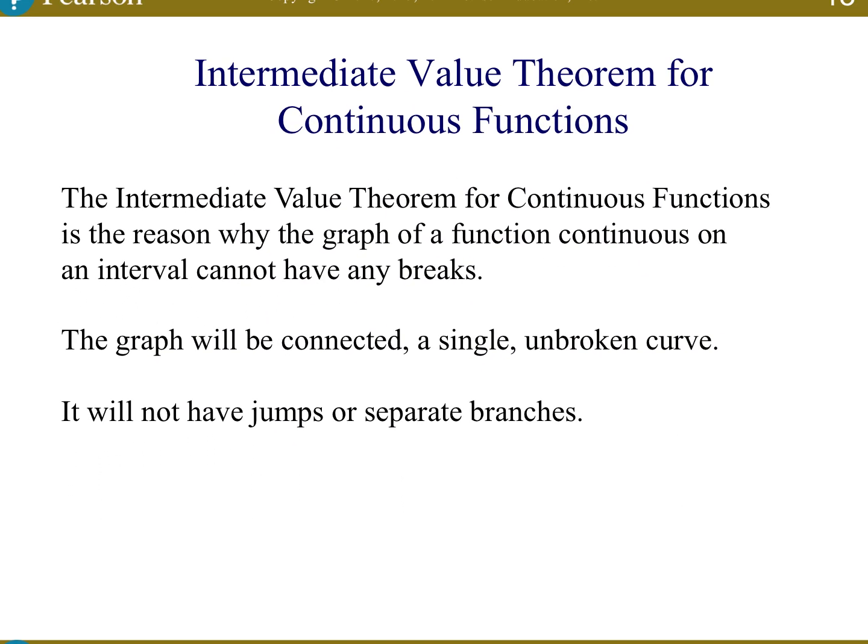Another way you can think of it is that it's going to be connected. It's going to be unbroken. It will not have any jumps. It will not have any separate branches like a hyperbola. A hyperbola does not fall under the category of IVT because a hyperbola is broken by an asymptote into two pieces.